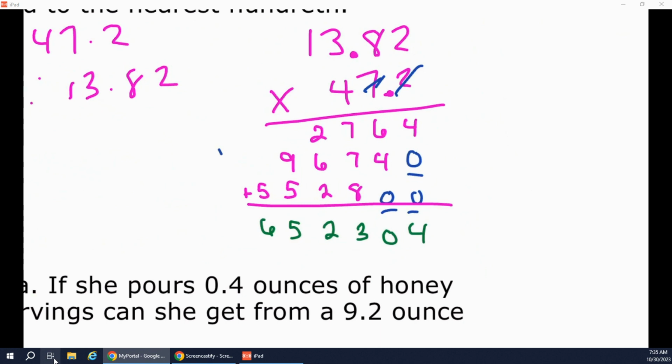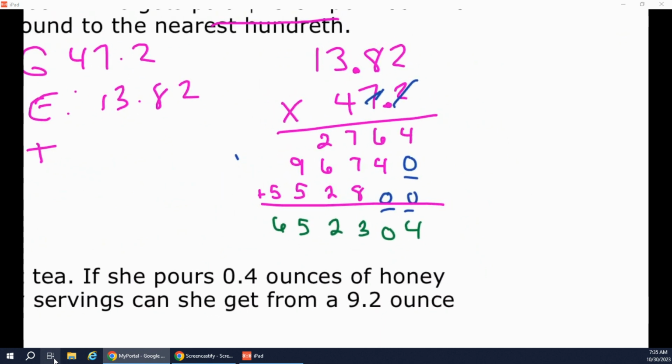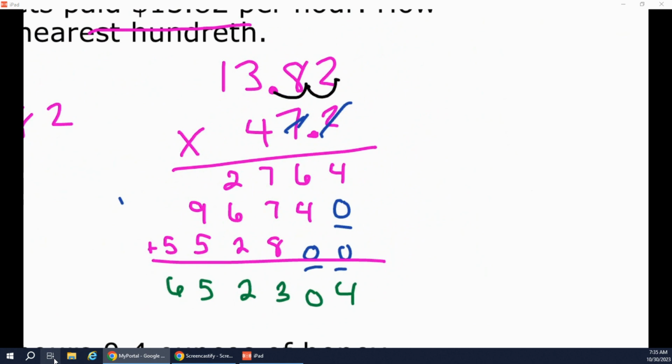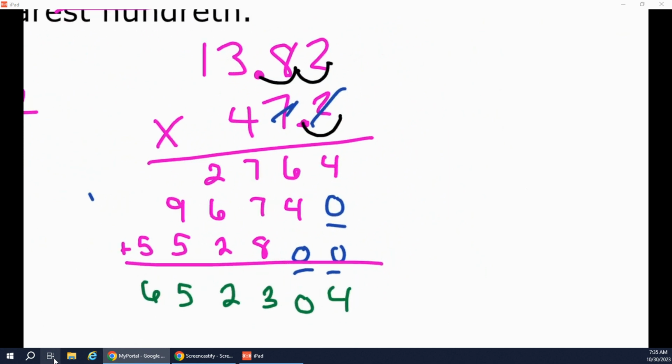Now, if that was my answer, 652,304, that would be great to make that kind of money every week. But of course, that's not the answer. We have to remember our decimal place. The way we figure out our decimal place is by looking at how many place values I have in my original factors, the numbers that I'm multiplying. You can see that I have 3 place values after the decimal, hundredths and tenths. If I multiply 100 times 10, that would give me thousands. And so I need to move my decimal 3 times. Another way is looking at 1, 2, 3 place values.